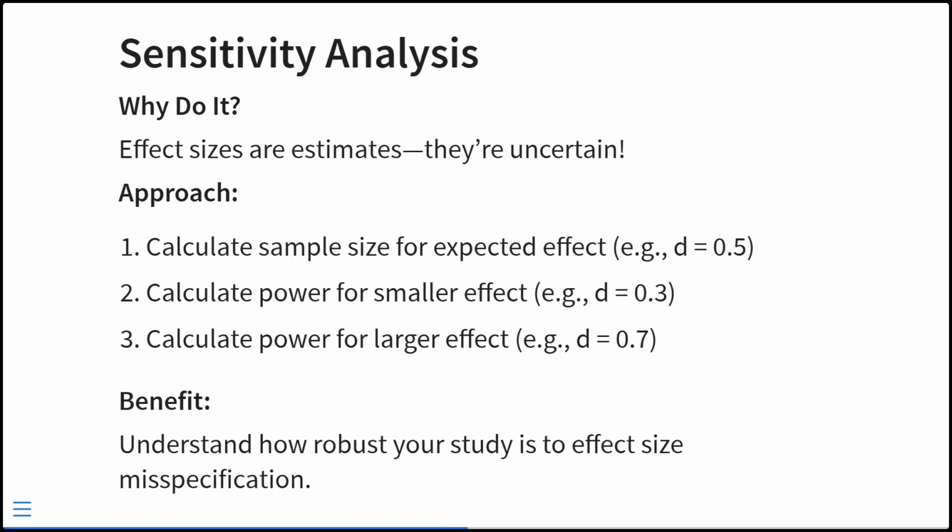So sensitivity analysis. Why do we do sensitivity analysis? Effect sizes are estimates and they are uncertain. So what we do is to calculate sample size for expected effect, d equals 0.5. Calculate power for smaller effects, 0.3. Calculate power for larger effects, 0.7. So you understand how robust your study is to effect size specification.